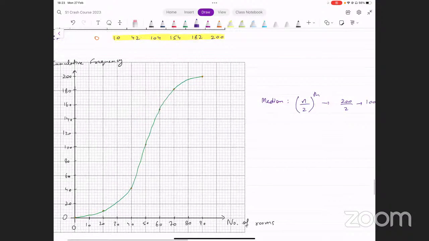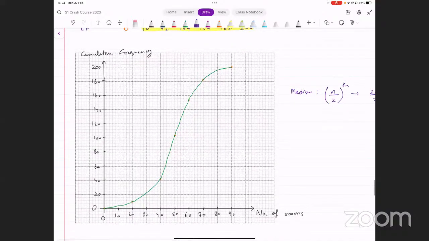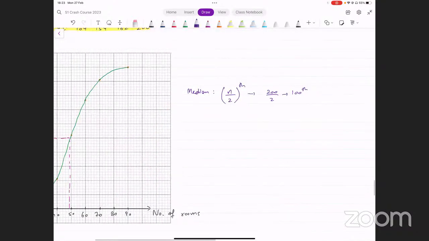So what you're going to do is, on the vertical axis, you will go at 100. This is 100, right? And see what value it gives you on the horizontal axis. So you just go here on the curve. On the horizontal axis, this is giving me a value which is just before 50. You could say it's 49. So the median is 49 here.